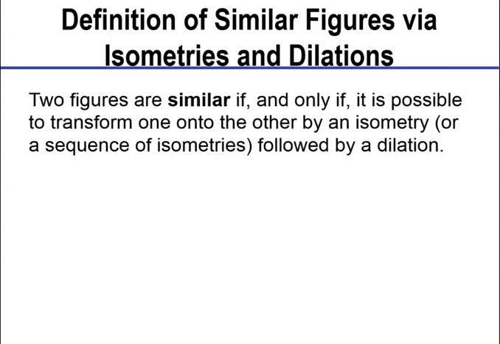Remember, if and only if it is possible to transform one onto the other by an isometry or a sequence of isometries followed by a dilation. All right, so instead of proving similarity like we did before, you can prove that one figure is similar to another figure if you can perform an isometry, which, remember, we could list those again. It's a transformation, a rotation, a reflection, or a glide reflection. And it doesn't have to be just one thing. It can be a combination of those things. And then followed by a dilation to make it either bigger or smaller.